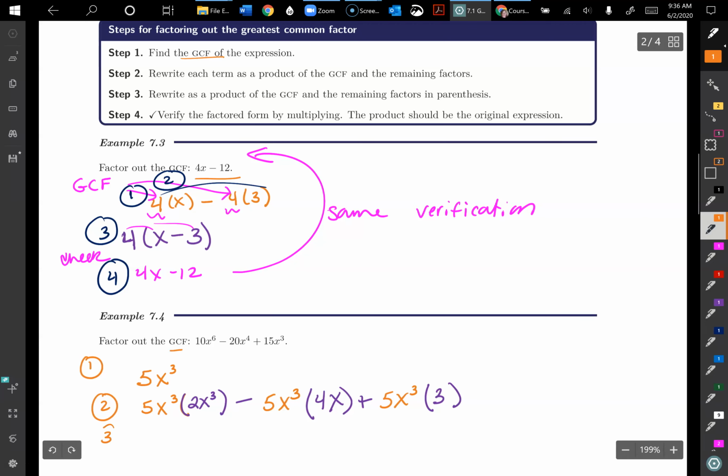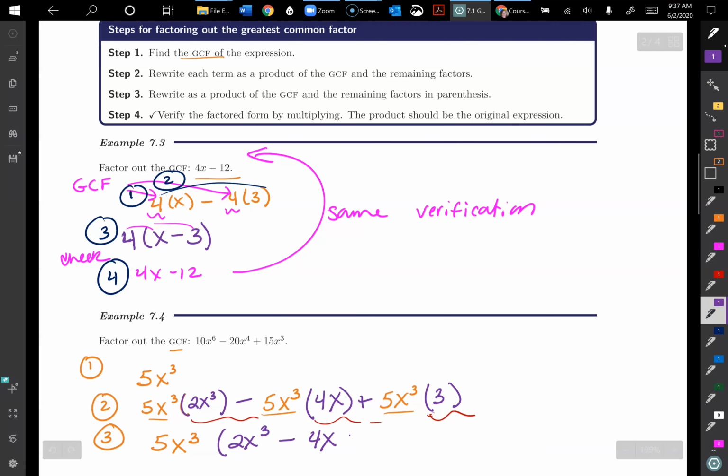So now the third step is I'm going to take what's in orange here, my GCF, and pull that out front. And all that's left in the purple here, including the operation symbols, is going to get left in parentheses. 2x cubed minus 4x plus 3.